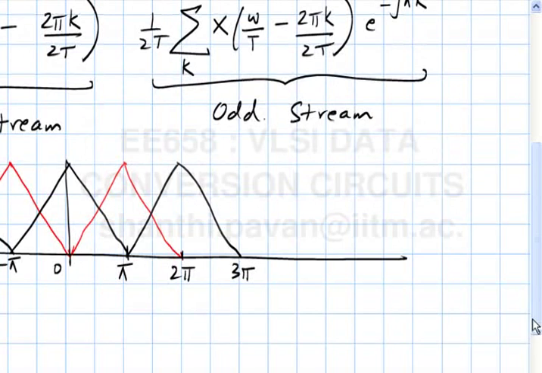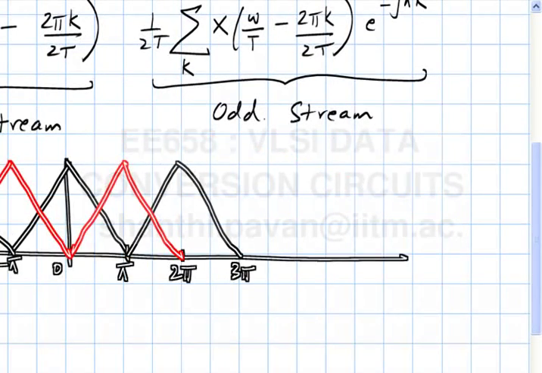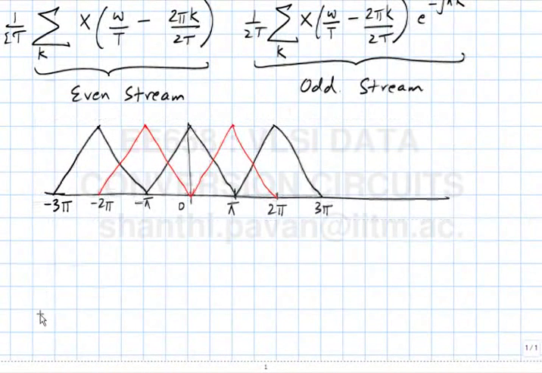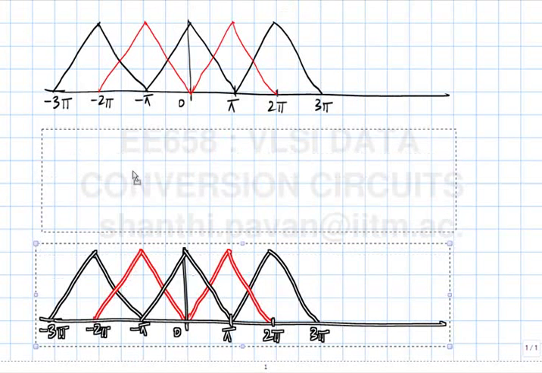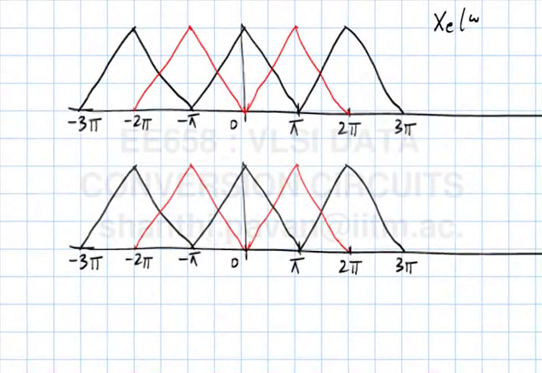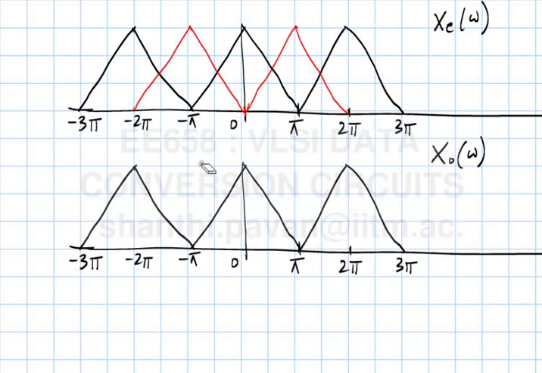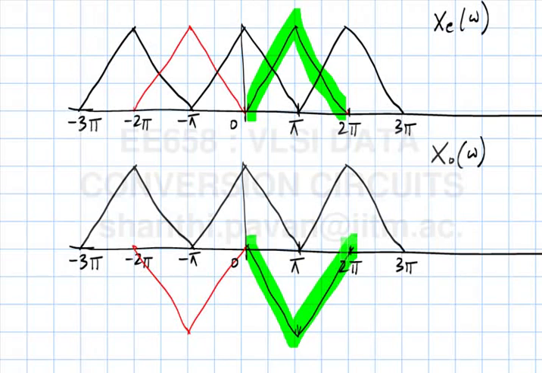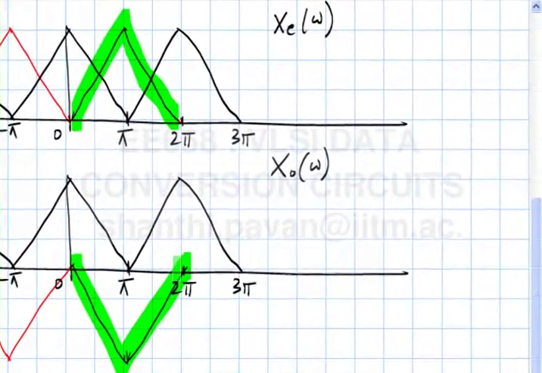Now the odd stream on the other hand. So this is XE of omega, this is XO of omega. The only difference is that these alias terms are 180 degrees out of phase. So when you add these two streams, the alias errors, this chap and this chap, magically cancel out and you get the spectrum you would have seen if you had sampled the stream at a rate of 1 over T hertz.